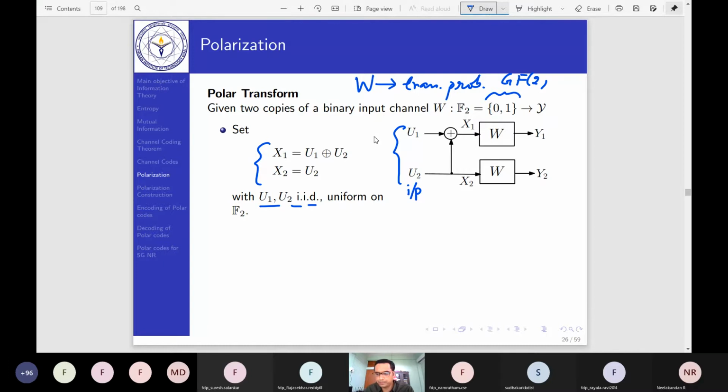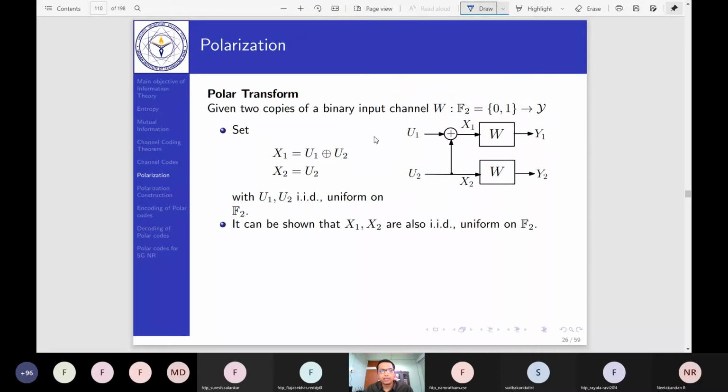Let us try to understand how to achieve the polarization here. It can be proven, and in the tutorial I'll show this, that if U1 and U2 are IID uniform on F2, then X1 and X2 are also independent and uniformly distributed on F2. It doesn't look very convincing, because X1 is equal to U1 plus U2 and X2 is equal to U2. But X1 and X2 are independent.